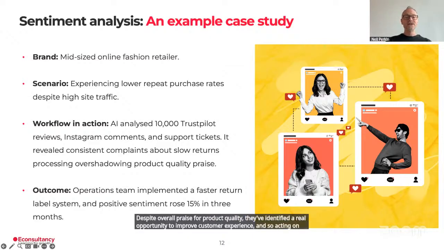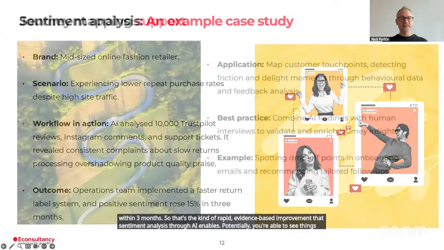And so acting on this, they streamline the returns process and they see positive sentiment rise by 15% within 3 months. So that's the kind of rapid evidence-based improvement that sentiment analysis through AI enables. Potentially, you're able to see things that you couldn't see before.